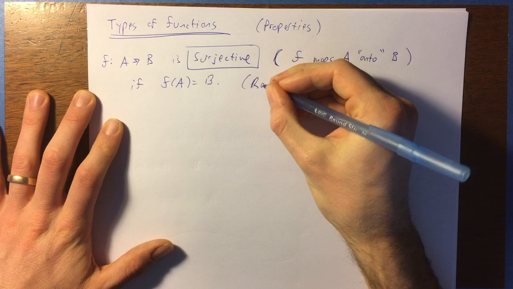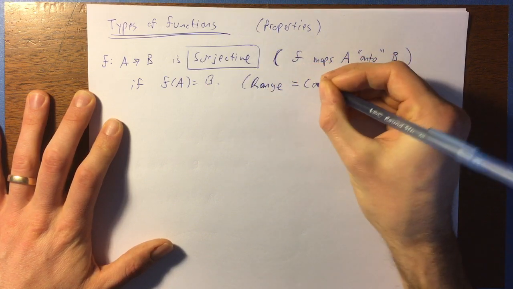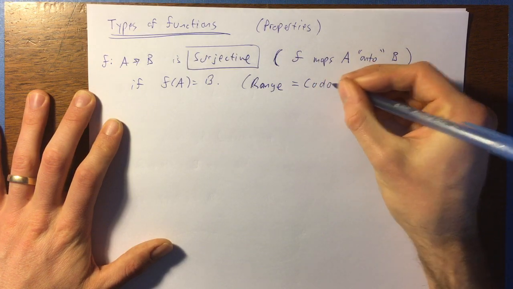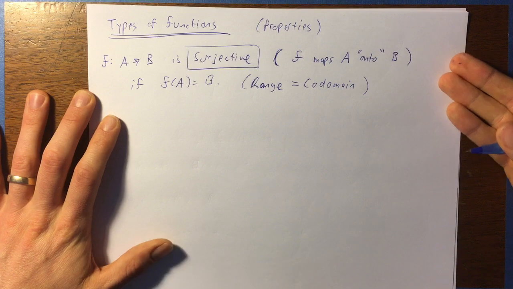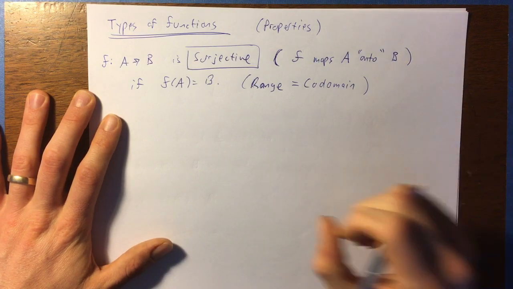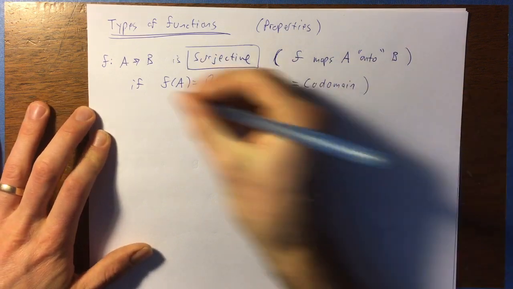So the second example in the previous video was an example of a surjective function where the range is the entire codomain. You can think of this as basically meaning that none of the possible outputs are left out. All of the elements in the codomain are mapped to by something in the domain. So that's surjective.